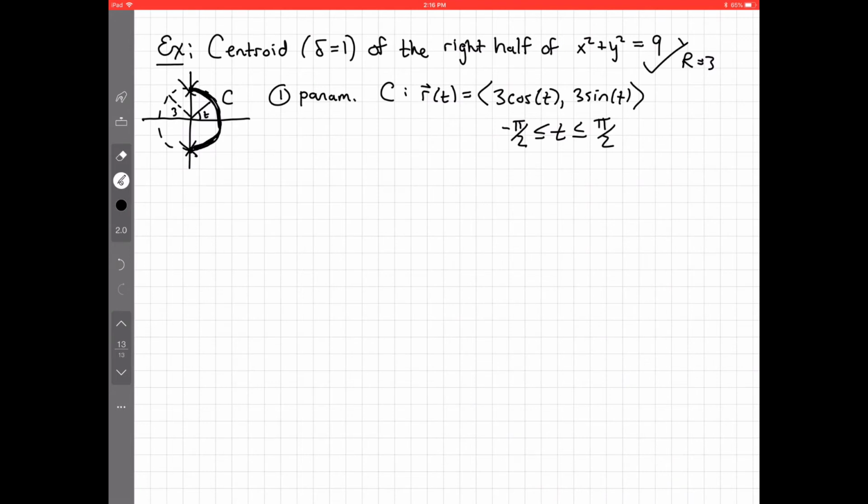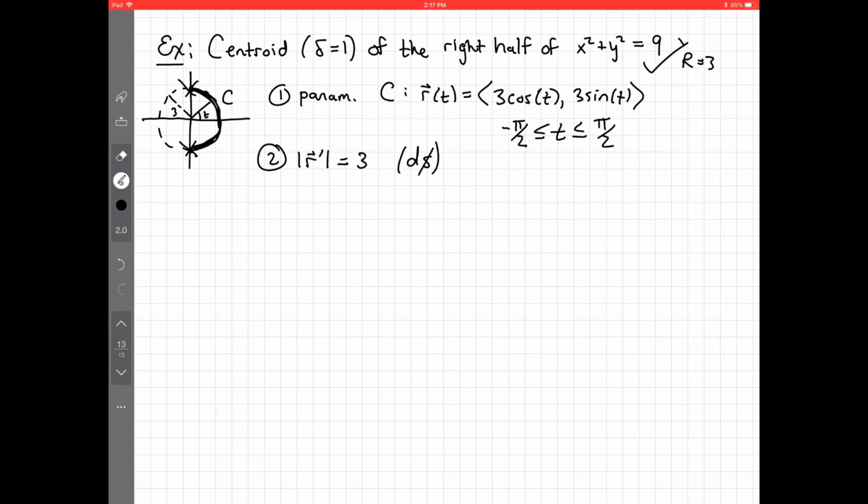If we'd wanted the left half of the circle, we'd go pi over 2 to 3 pi over 2. If we'd wanted the upper half of the circle, we'd go 0 to pi. If we wanted the bottom half of the circle, we'd go from pi to 2 pi. But anyway. Okay, next we're going to need to find our ds, the length of the derivative. And so this, I'll skip the details, just comes out to be 3. The derivative of r is negative 3 sine, comma 3 cosine. You square, sum, square root, you end up with 3. Okay, so we have our ds.